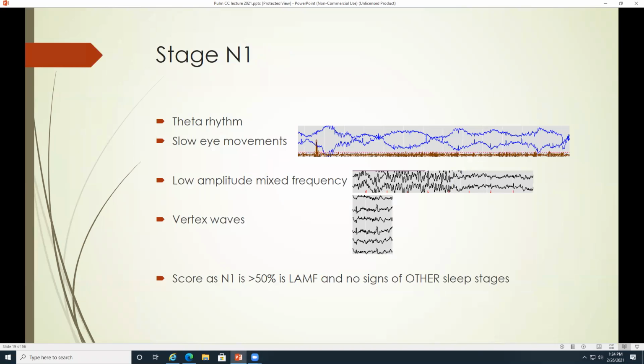Next, people usually go in order as they go to sleep. So the next stage when they fall asleep is usually stage 1. You're going to have theta rhythm. You can have more of the slow rolling eye movements here. Even though they're asleep, the eyes can still be moving in N1. You're going to get what's called low amplitude mixed frequency. So remember this, because this makes up a large portion of sleep.